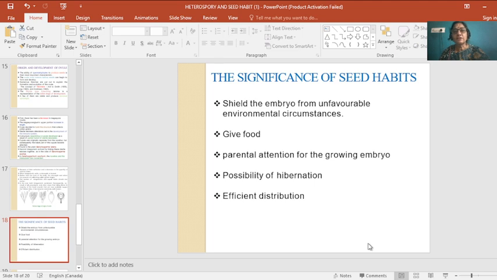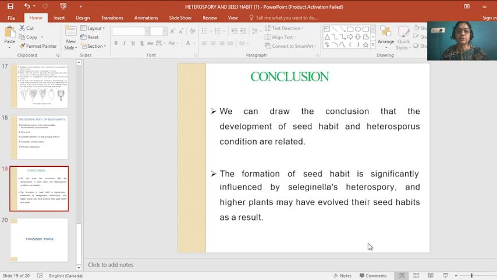The significance of seed habit is the shield of the embryo from unfavorable environmental circumstances. It provides nourishment, it pays parental attention to the growing embryo, the possibility of hibernation takes place, and there is efficient distribution of the seeds.